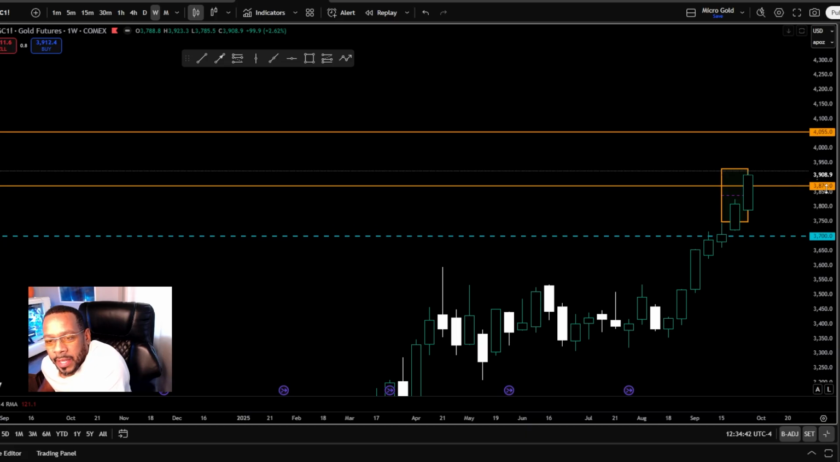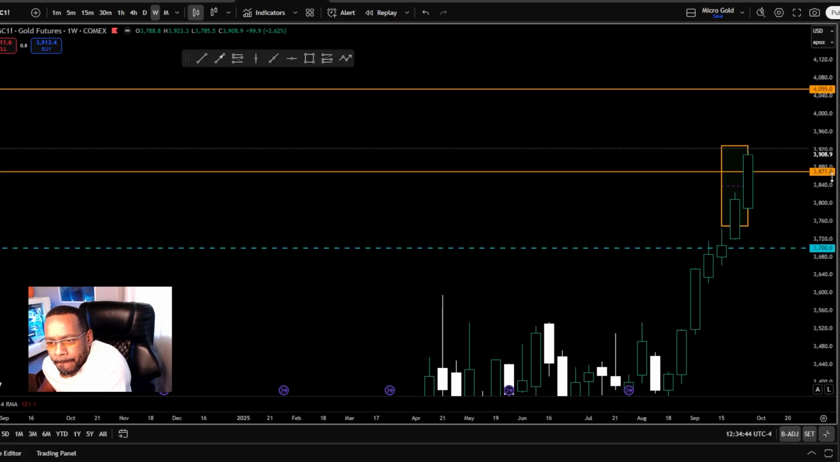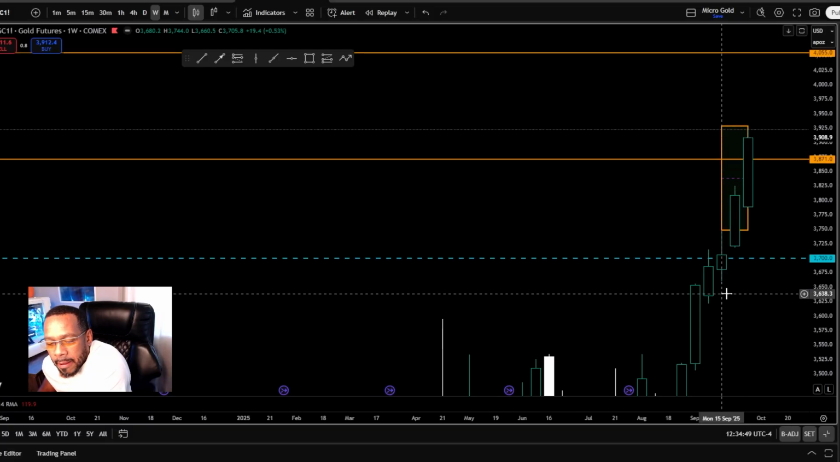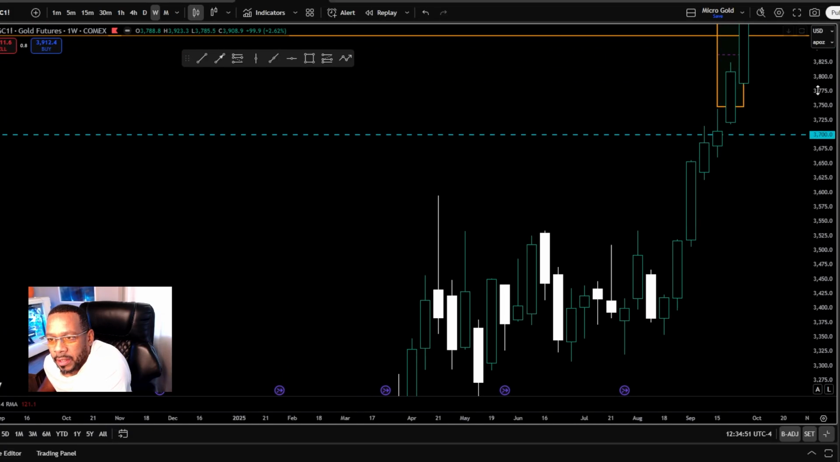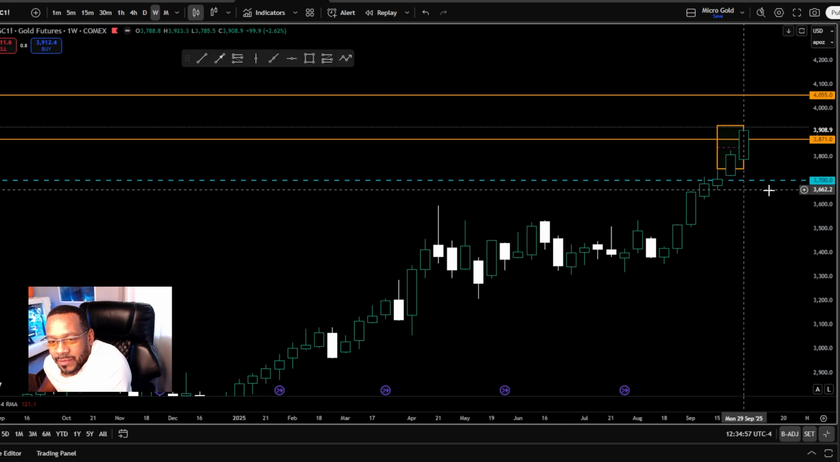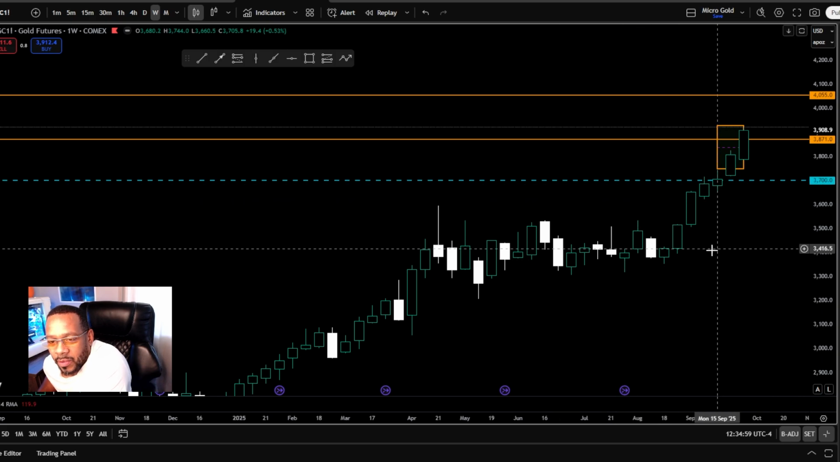We had this imbalance all the way down to here on the weekly. So again, breaker structure, high, low is all the way down here on the weekly. Boom, boom. And roughly 3,700 is a 50% mark on the weekly range.